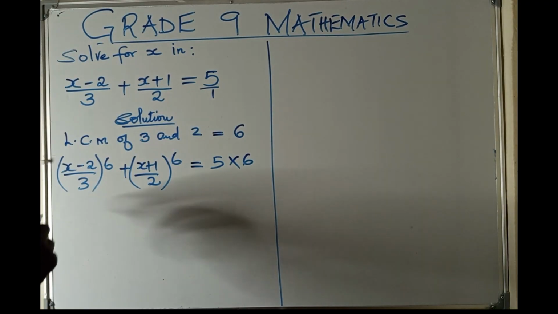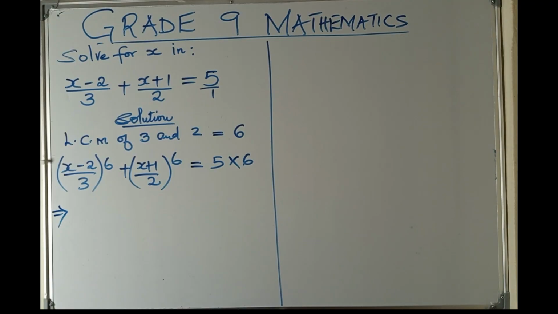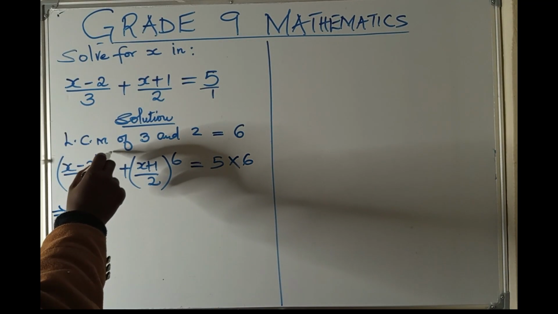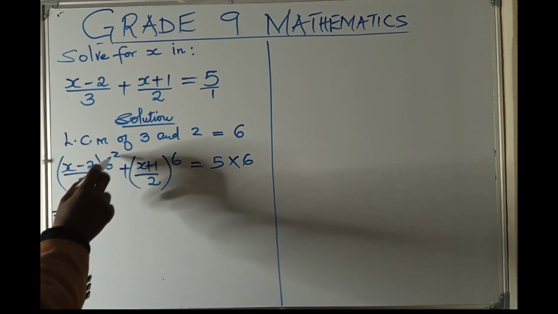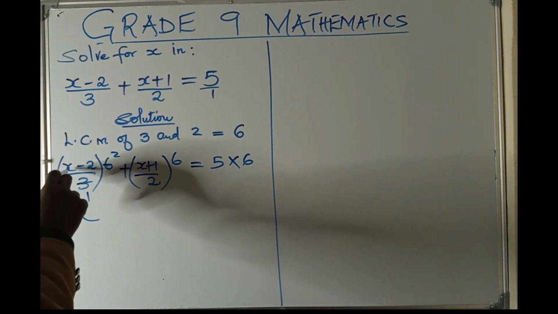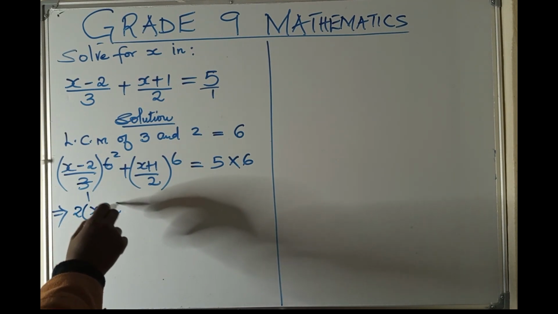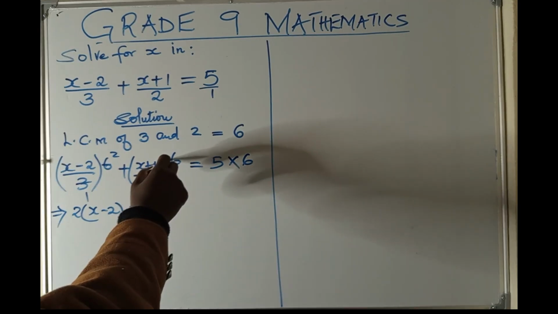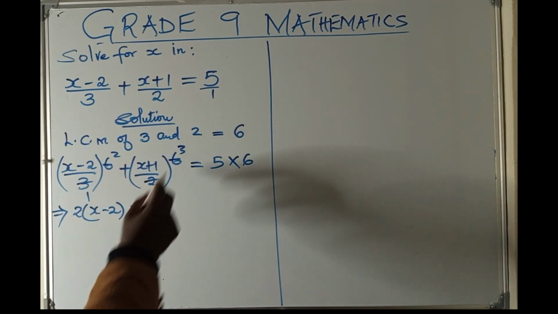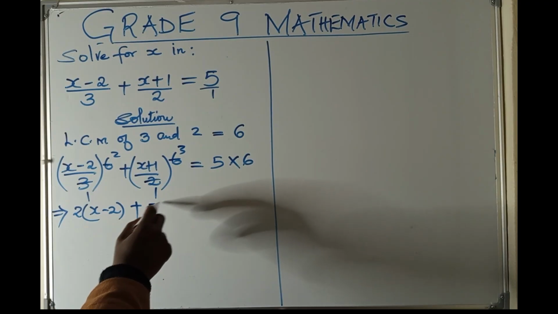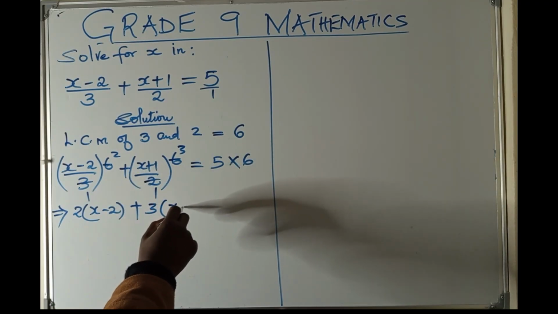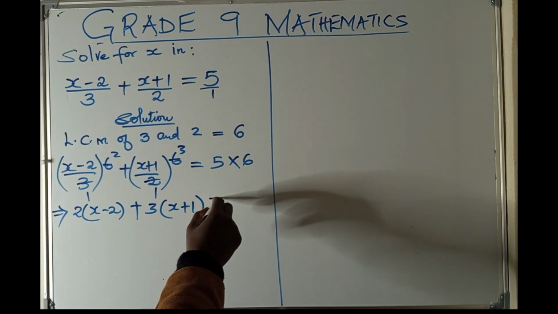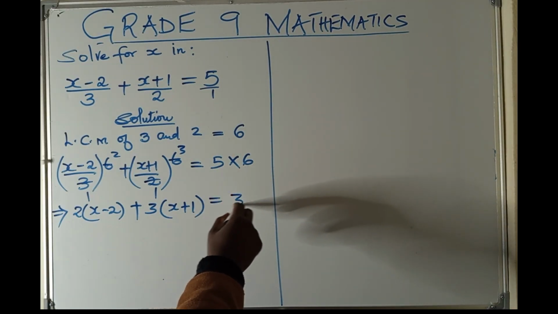From there, the next thing you do is simplifying. 3 divided by 3 is 1, 6 divided by 3 is 2. So for this one, you have 2 multiplied by x subtract 2, and then plus 2 divided by 2 is 1, 6 divided by 2 is 3. So for this one, you have 3 into x plus 1. And for the right hand side, you have 5 times 6, which gives 30.